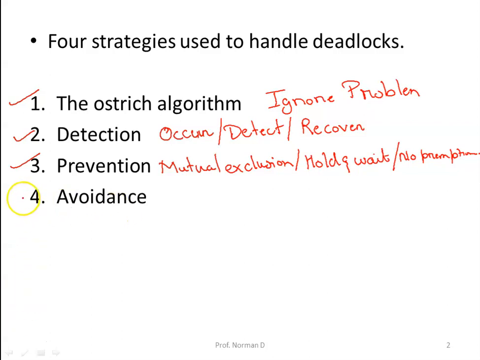And finally, we have deadlock avoidance. Over here we avoid deadlocks by allocating the resources carefully. That means allocation of resources is done carefully.